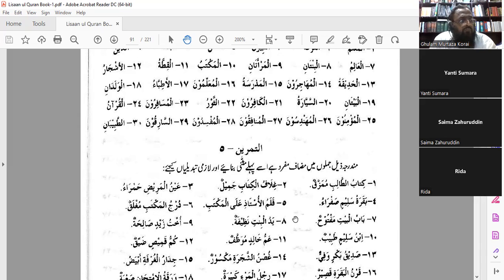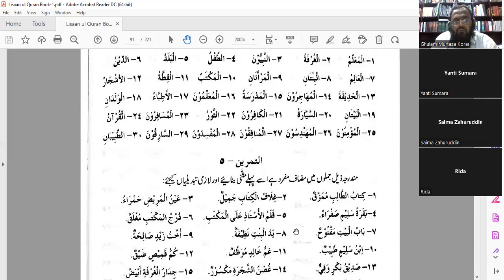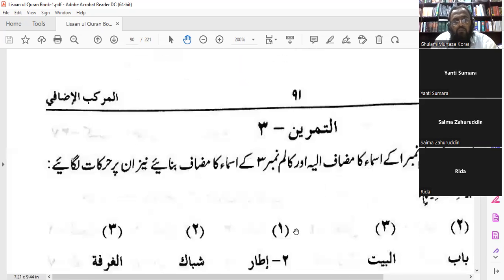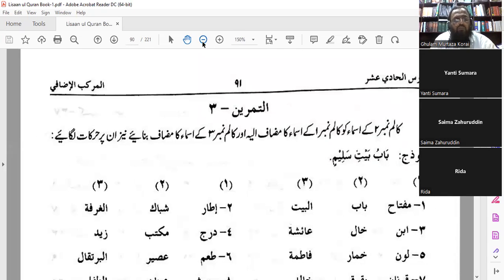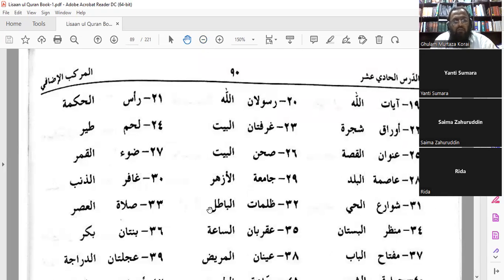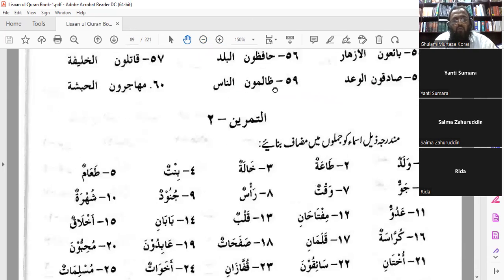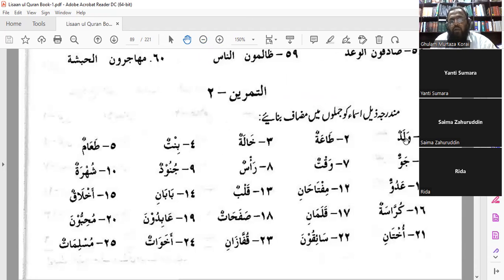Yes, sir. For exercise 2, are we going to add the khabar with the mudaf ilayhi, even though it's not asking? Yes, you need to make muzaf ilayh as well as khabar. You have to bring both. Like I told you, waladu is muzaf, then muzaf ilayh, and then khabar. So you have to make a complete sentence. This is a very wonderful exercise, and it will take you some time.